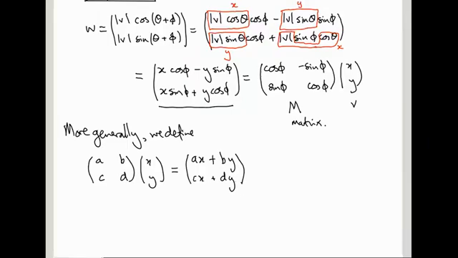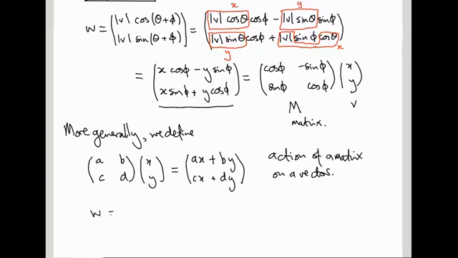And you can check if you substitute a, b, c, d as cos, minus sine, sine, cos, this expression gives you this formula for the rotated vector for its components. So this defines the action of a matrix on a vector. And the really nice thing about this is it completely separates out the transformation, the rotation that we're doing, and the vector that we started with.